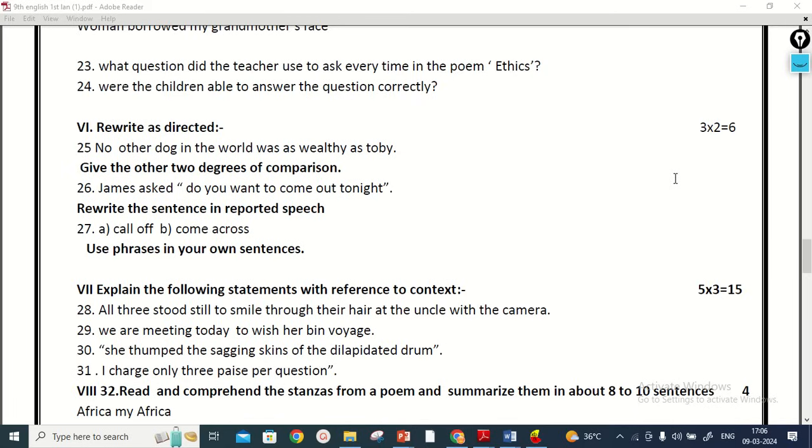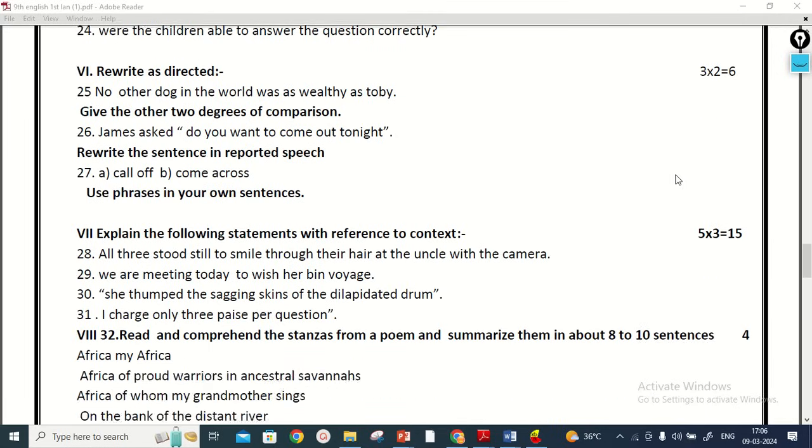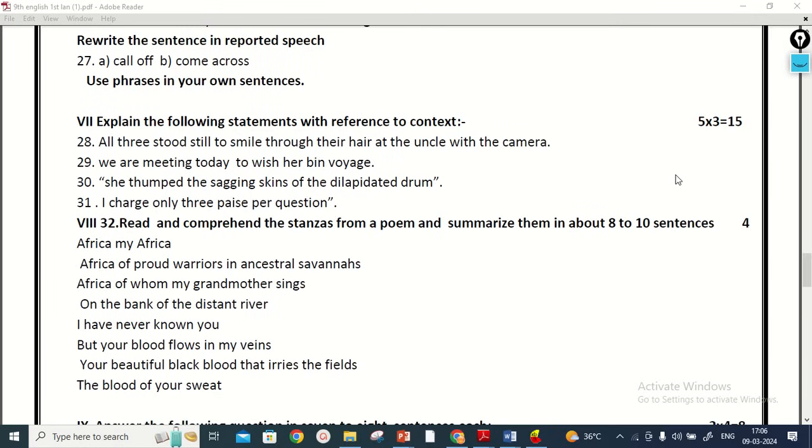And here there are 2 marks questions. You have to rewrite as directed, that is degree of comparison and also reported speech, and use the phrases in your own sentences, carrying 2 marks for each question. And these are the questions from your text, for 3 marks. With reference to the text, you have to answer these questions. Four questions are there, so you have to answer this.